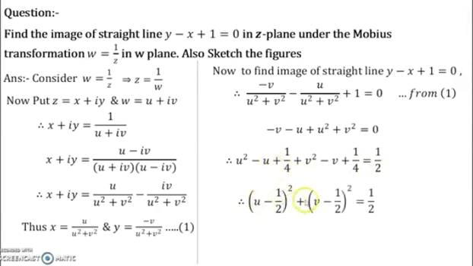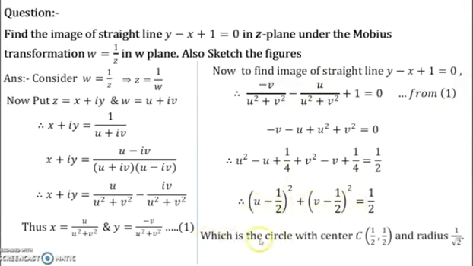I'm splitting half into 1 plus 1 by 4 plus 1 by 4 on the left hand side. Next I'm going to take the perfect squares, u minus half the whole square plus v minus half the whole square, which is equal to half. This is nothing but a circle with center 1 by 2 comma 1 by 2, and radius: on the right hand side in place of r square I'm having 1 by 2, so r is equal to 1 by root 2.